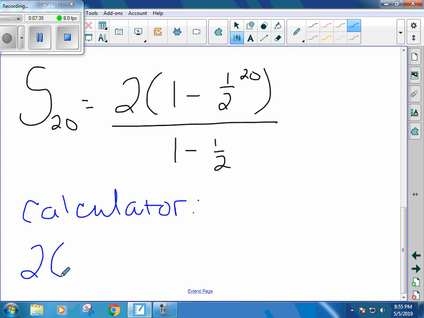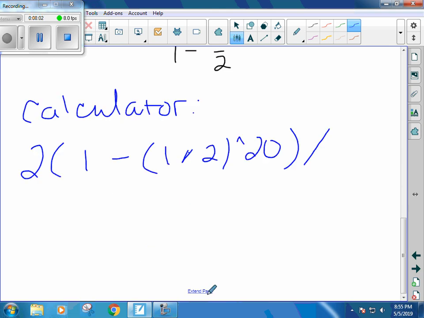Two times 1 minus, and again, you can use 0.5. I just want to show you for some time that it's not just a tidy fraction like 1/2 to the 20th. Close it. You can hit enter if you want to, or if you do divided by, we need to set up either way. You need to put parentheses around the next part, 1/2, and then hit enter.